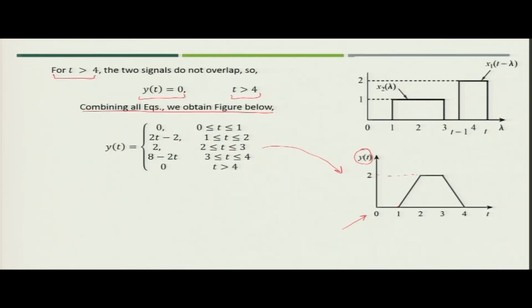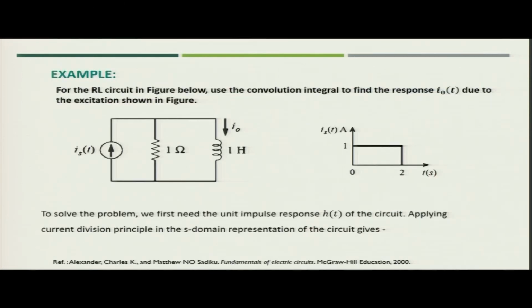Now, the next question would be how you will utilize the convolution integral in circuit analysis. So, let us see with another example how you will utilize the convolution integral in solving circuits. So, let us take one RL circuit which is shown in the figure below. We will use the convolution integral to find the response i0 at any time t due to the excitation shown in the figure. So, now this is the excitation which is applied at t equal to 0 with value 1, and it becomes 0 at time t equal to 2.